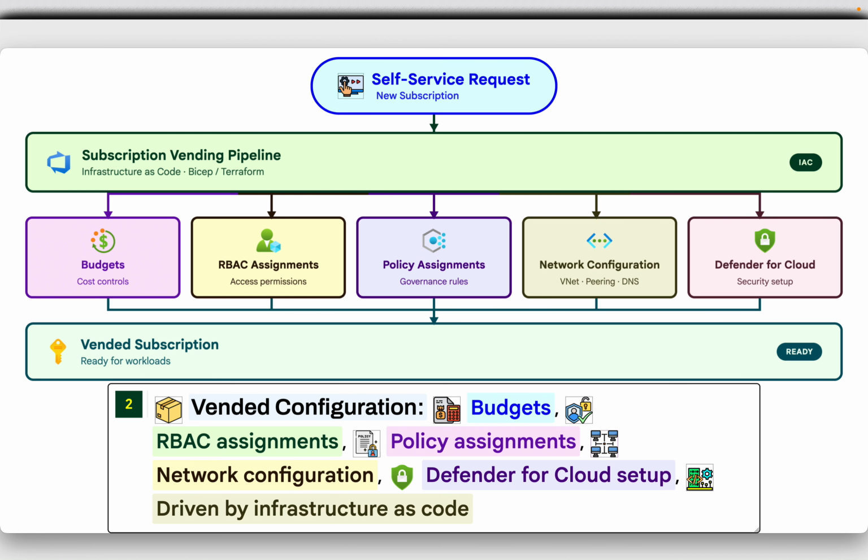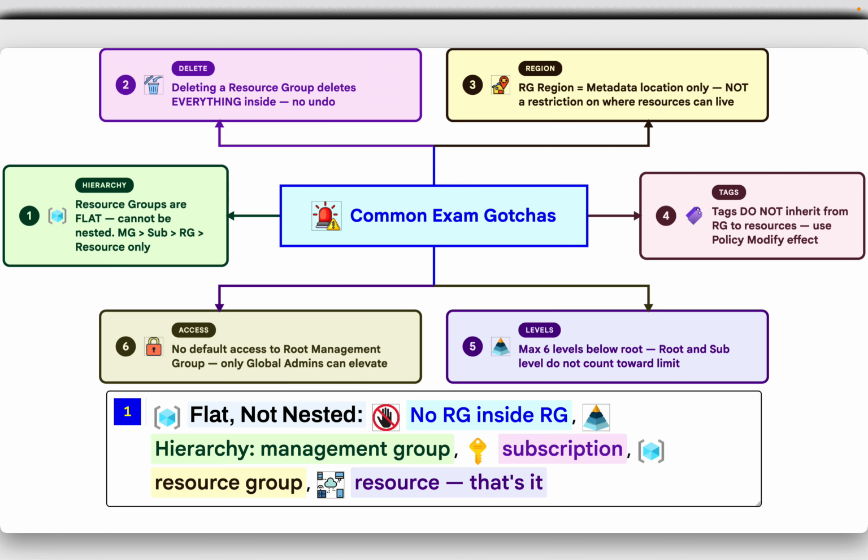14th topic is common exam gotchas. Basically we have 5, but the 5th and 6th are combined, merged. First one, resource groups are flat. They cannot be nested. You cannot create a resource group inside another resource group. The hierarchy is strictly management group, then subscription, then resource group, then resource.